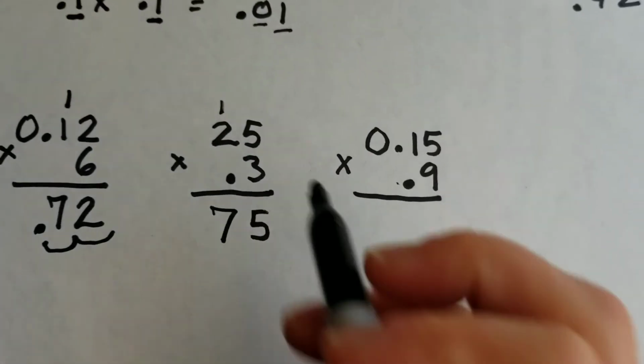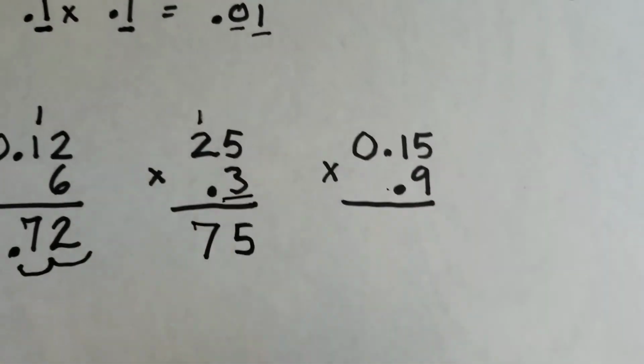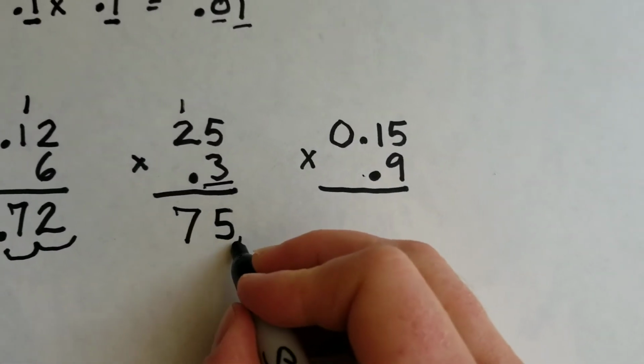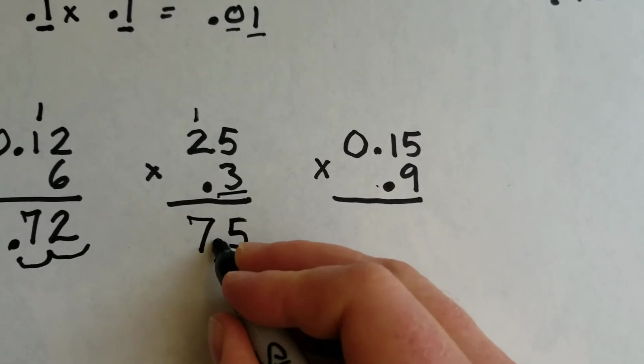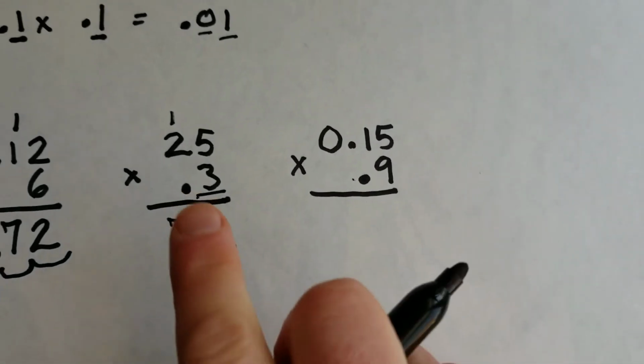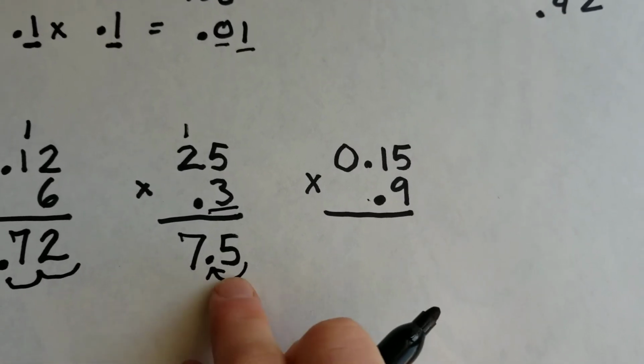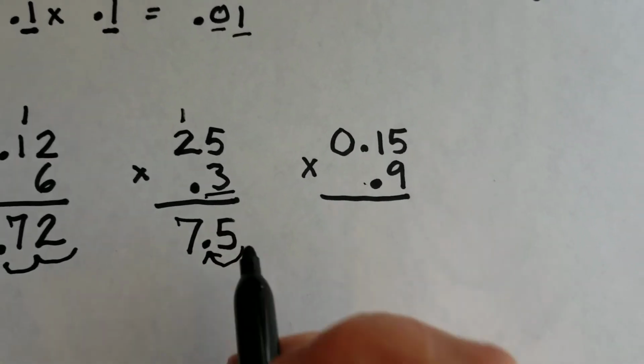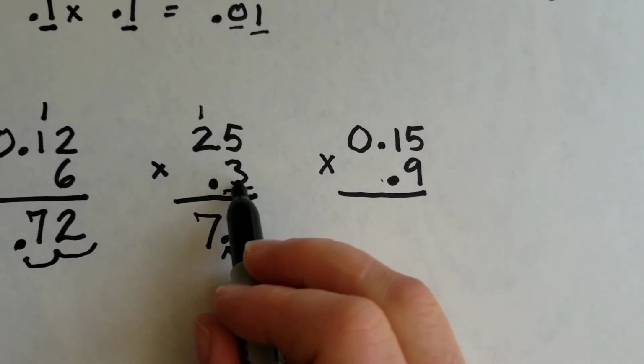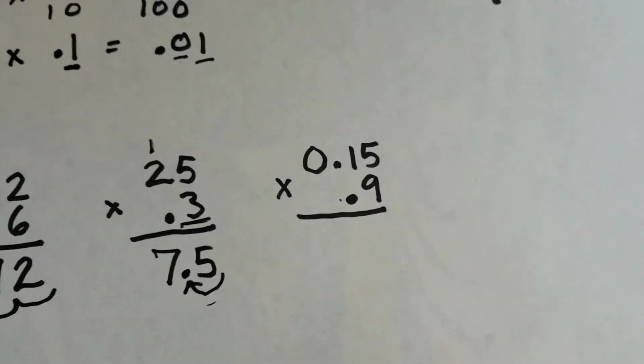Now, I'm not going to put my decimal point in here. I'm going to count first how many numbers are after the decimal. I have 1. So I'm going to start here and go over 1 place and put my decimal there. So 25 times 3 tenths is 7 and 5 tenths. Do you see how I only went over 1 place? Because there's only 1 number after the decimal.